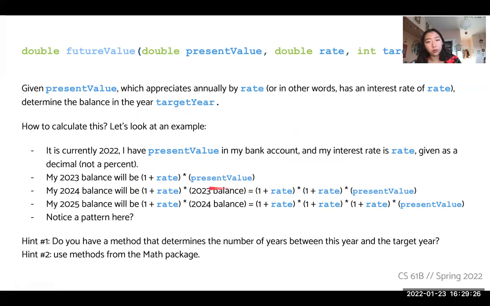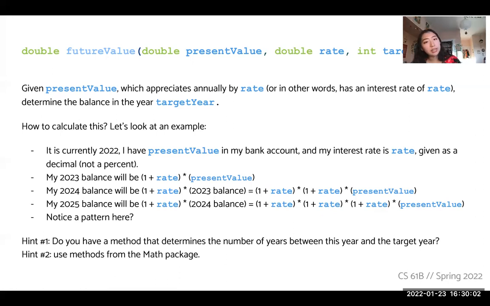And if we take this 2023 balance and expand it out to what we know it to be, which was 1 plus rate times present value, the 2024 balance actually equals this big thing that I will not attempt to say. Similarly, in 2025, you're going to get everything you had in 2024 plus that interest, and that expands out to this. Maybe you're noticing some sort of pattern here. You have this fixed quantity and you're multiplying it a certain amount of times.